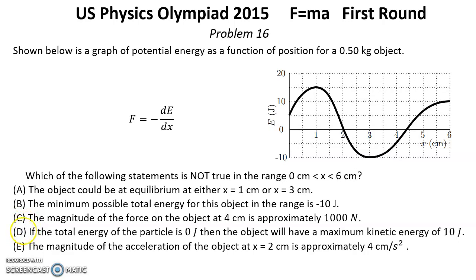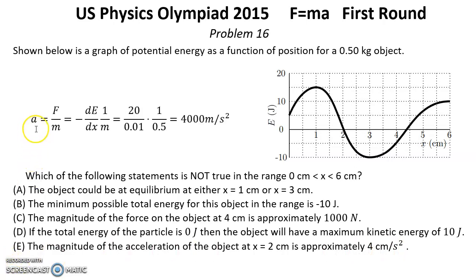That means that D is not good. E. The magnitude of the acceleration of the object at x equal 2 centimeters is approximately 4 centimeters per second square. Let's count it. We can count what is the acceleration using this formula. Acceleration equal F over m, which is negative delta E over delta x multiplied by 1 over m. In 0.2 centimeters, we can count what is the slope.